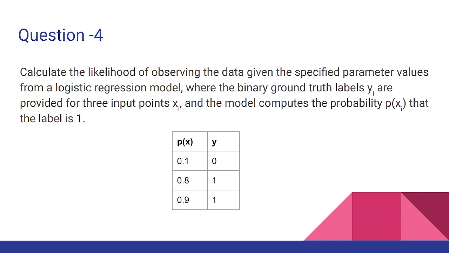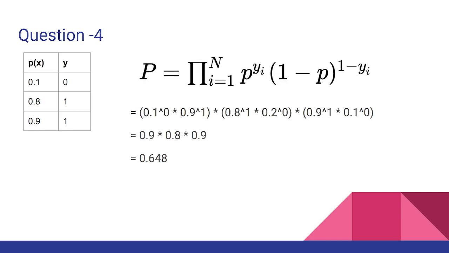How to find the likelihood? This is the formula. For i equal to 1 to n, this is basically all the data points. We have to go through all the data points. We have to calculate p to the power y, then 1 minus p to the power 1 minus y. In case of the first point, p is 0.1, and y is 0, multiplied by 1 minus p. What is this? 1 minus 0.1, which is 0.9, to the power 1 minus 0, which is 1.